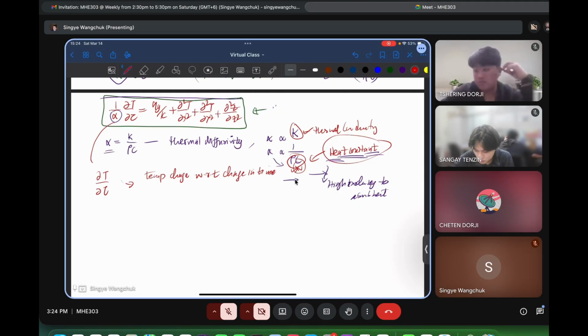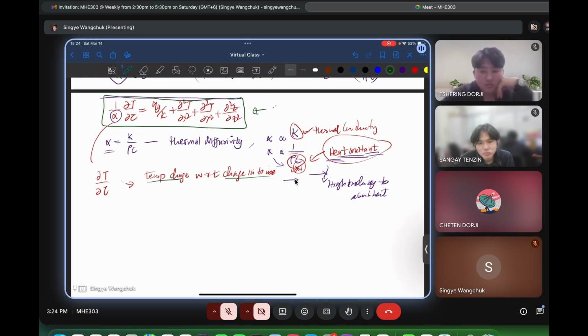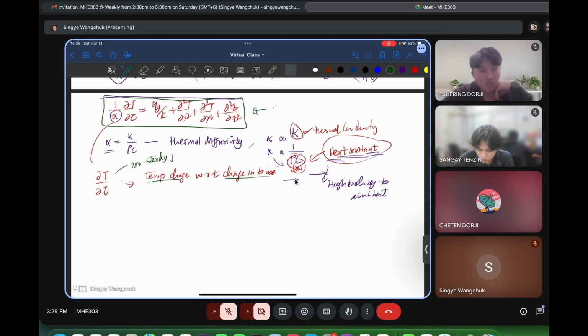You agree with this, right? Temperature change with respect to change in time. Your temperature is changing with time, which means this is a non-steady process, or you can say non-steady condition. If your velocity or any flux depends on time, then we call it non-steady, and if it does not depend on time, we call it steady.